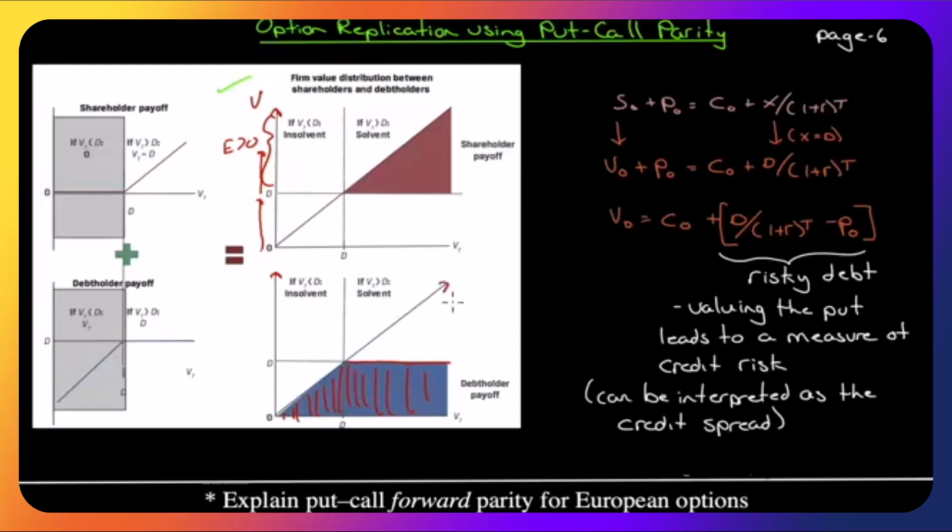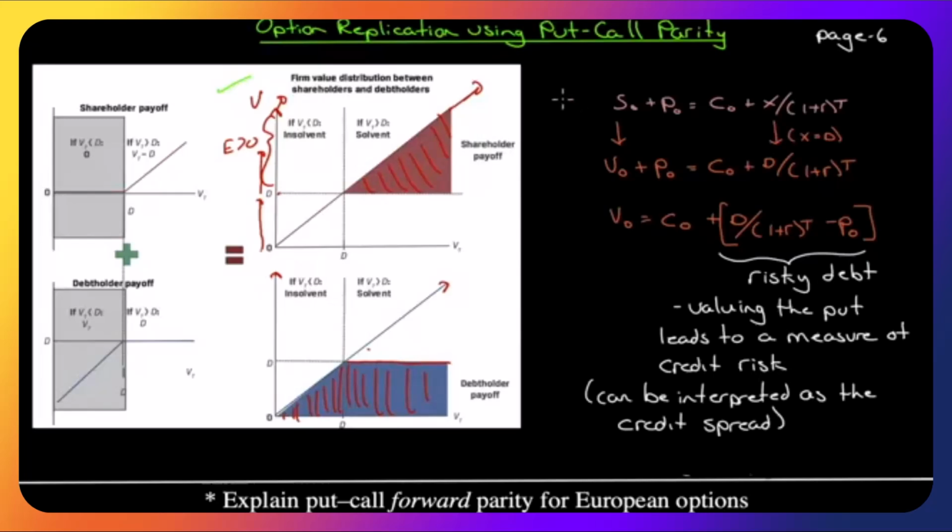This here represents the value of our equity. It is just a growing amount. As the value of the firm increases, the value of the equity increases because it's everything above D. So if you think better in pictures, there you go.